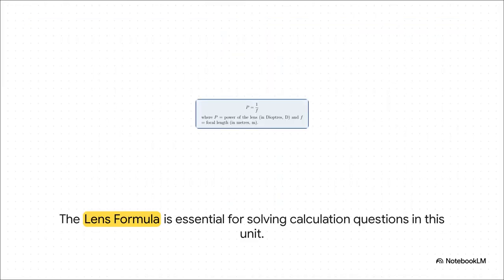Okay, let's switch over to wave and optics. You're pretty much guaranteed to get a calculation problem here. And this formula, P equals 1 over F, is your best friend. P is the power of the lens, which we measure in diopters, and F is the focal length in meters. You absolutely have to know this one, forwards and backwards.